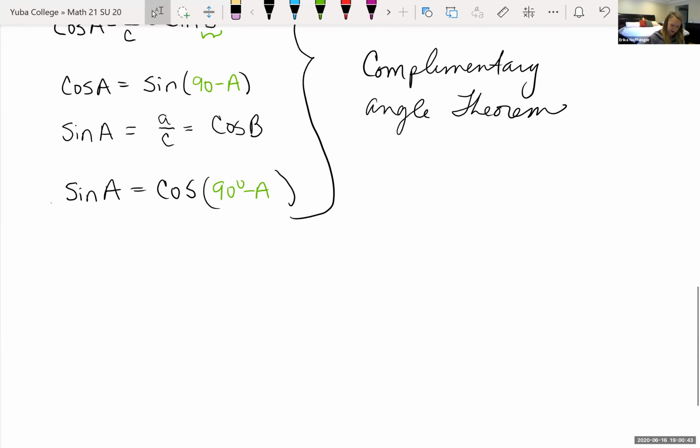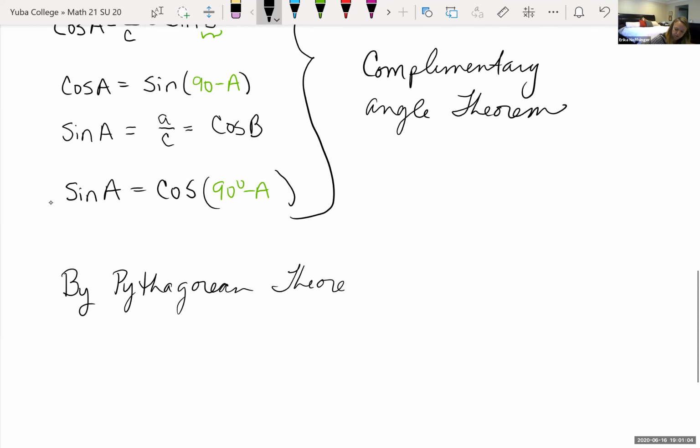Okay, I want to get you some theorems here that we're going to use over and over in this class. So recall, and I'm going to derive it for you, by the Pythagorean theorem, if I took the square of the length of one leg plus the square of the length of the other leg, this was equal to the square of the hypotenuse.